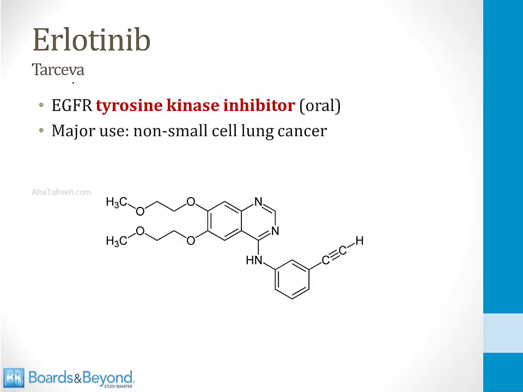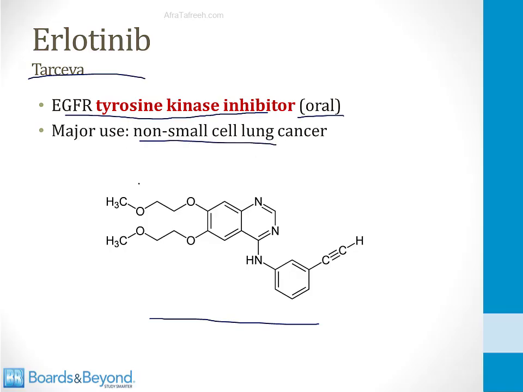Erlotinib, which also goes by its trade name Tarceva, is an EGFR tyrosine kinase inhibitor. It is an oral drug. It is not an antibody. This is its structure shown on the screen here. And its goal is to inhibit the tyrosine kinase enzyme activity of the EGFR. But it has a similar effect to cetuximab in that it disrupts the EGFR system and therefore it has benefit in some malignancies. And its major use is in the treatment of non-small cell lung cancer.